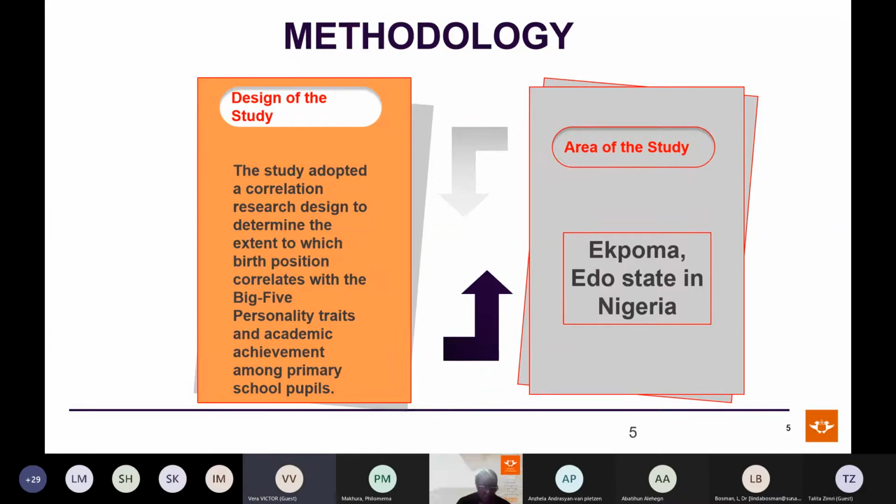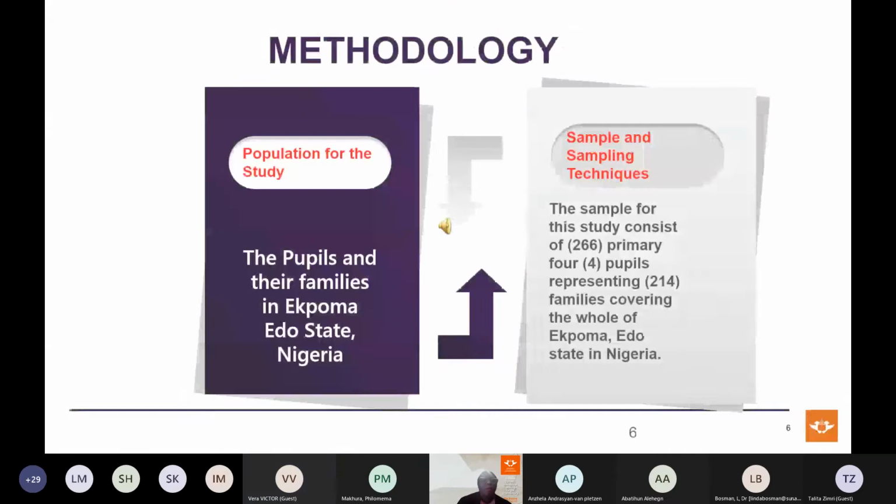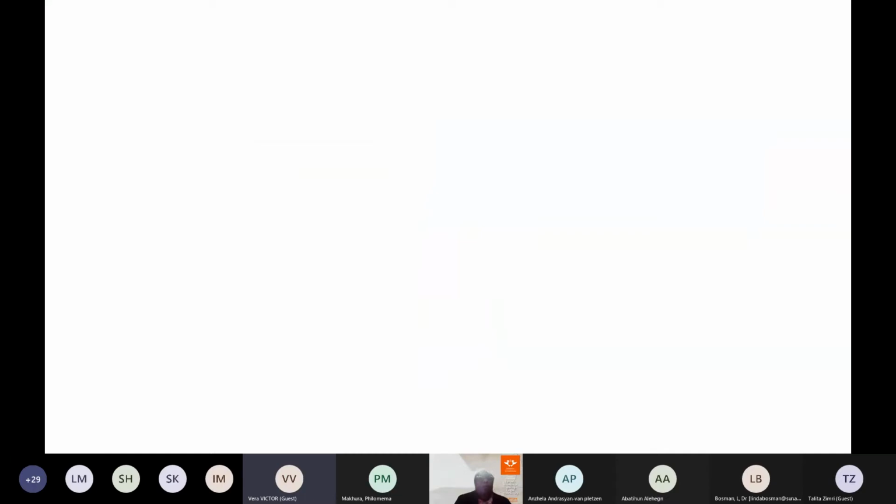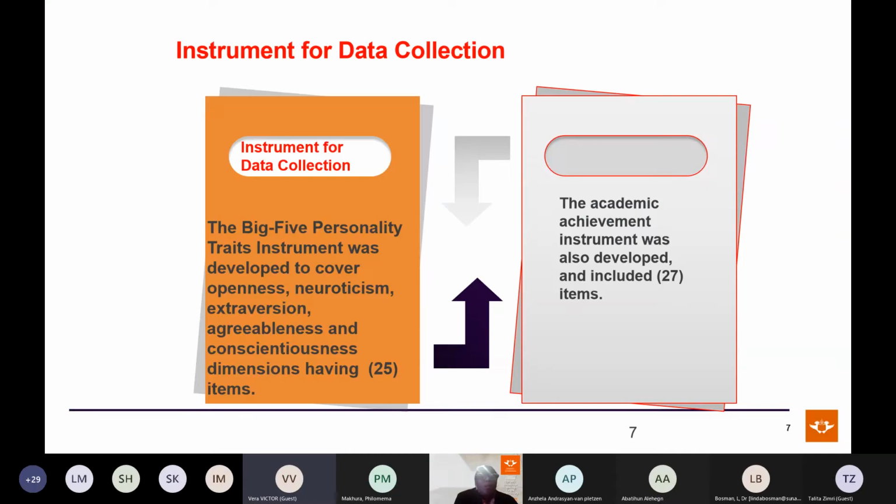Two instruments were used for data collection in this study. We had the Big Five personality traits questionnaire, which contained 25 items. It was developed to cover the 5 personality traits I had earlier talked about. The second instrument was the academic achievement instrument, which was developed having 27 items.